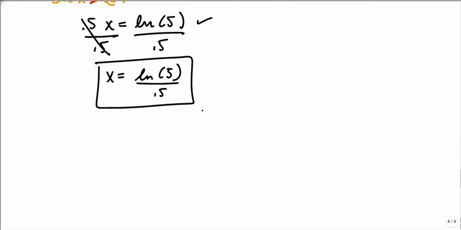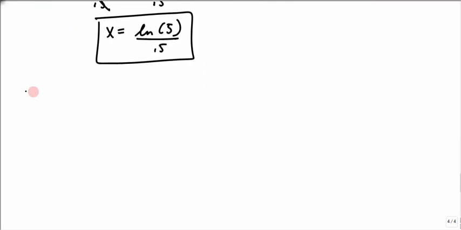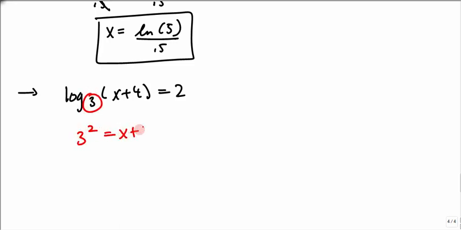Okay, let's look at another one. Let's go ahead and look at log base 3 of x plus 4 equals 2. Okay, so in order to solve this one, I want to put this in exponential form. So 3 is my base, so I have 3 squared equals x plus 4. And now we're back to familiar territory. I'm going to flip this around so the variable's on the left. 3 squared is 9, of course. Subtract 4 from both sides, and I get x equals 5.